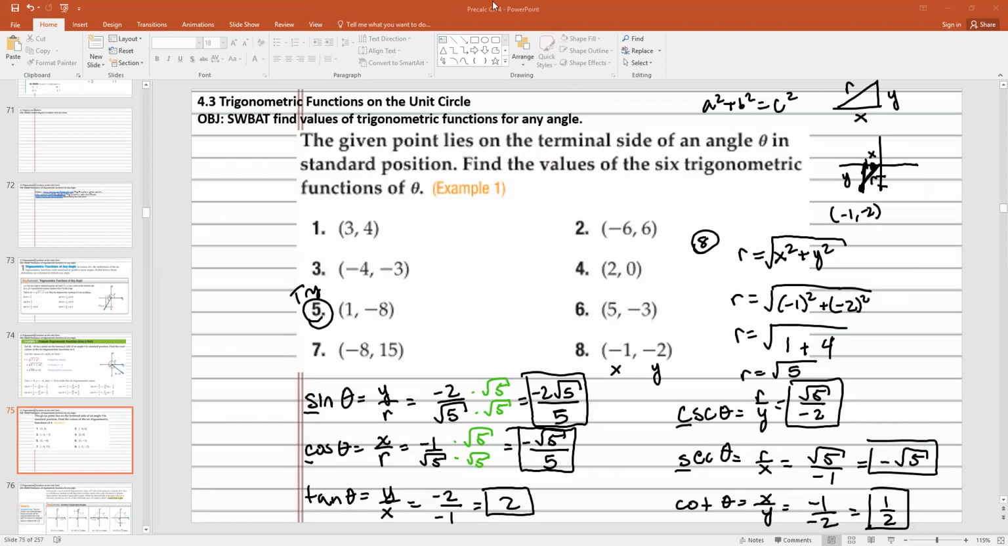Okay, so try number 5. And then this is actually the start of doing the unit circle. So the unit circle is where our radius, our r, is 1. So it's going to be a simplified version of this, kind of.